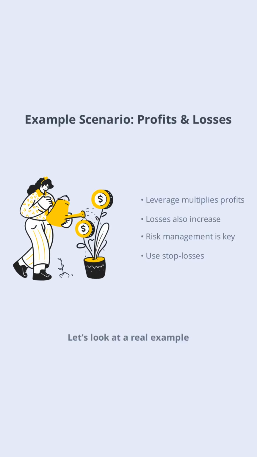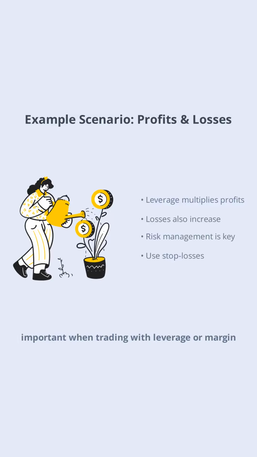Let's look at a real example to see how leverage impacts your results. Suppose you have $1,000 and use 5x leverage to buy Bitcoin. If Bitcoin's price rises by 10% without leverage, you make $100. But with 5x leverage, your profit jumps to $500. However, if Bitcoin drops 10%, your loss is also multiplied. Without leverage, you lose $100, but with 5x leverage, you lose $500. This shows how leverage magnifies both profits and losses.